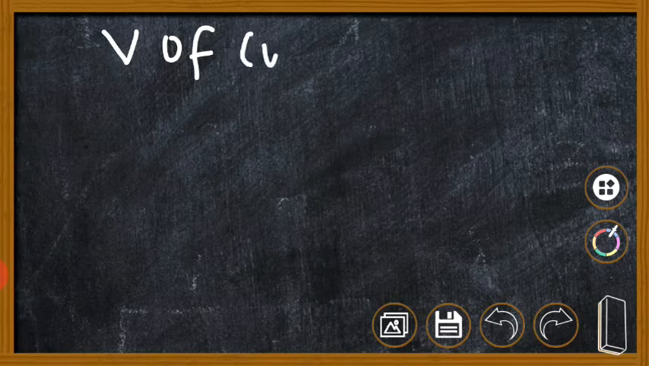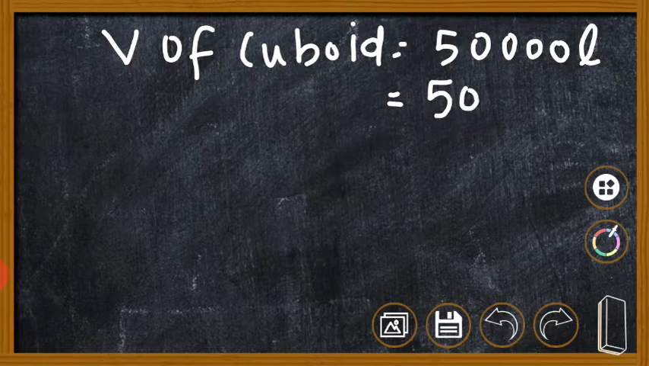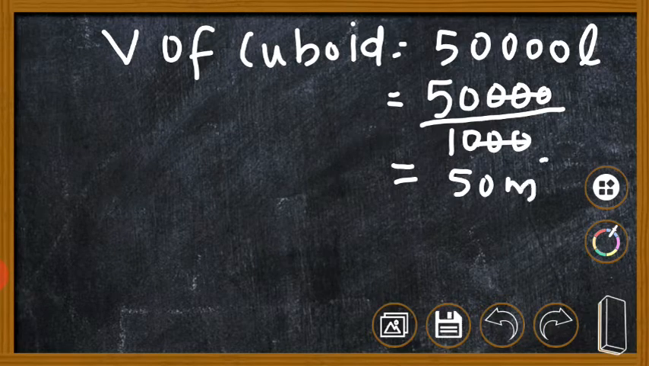Capacity meaning what is that? It's a volume. Volume of the cuboidal tank. The shape is cuboid. So the volume of the cuboidal tank is given as 50,000 liter. How to convert into meter cube? Just divide with 1,000. 50,000 divided by 1,000 is equal to 50 meter cube. So the volume of the cuboidal tank is 50 meter cube.